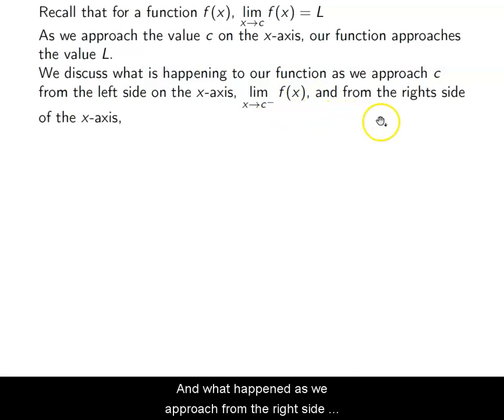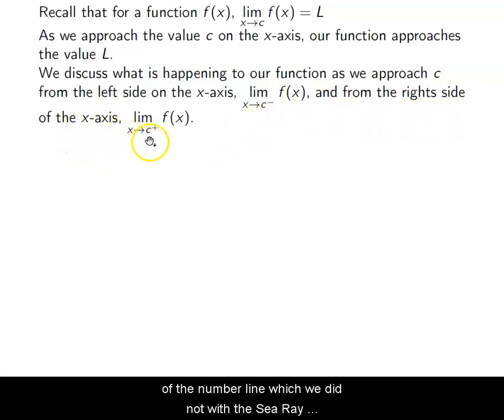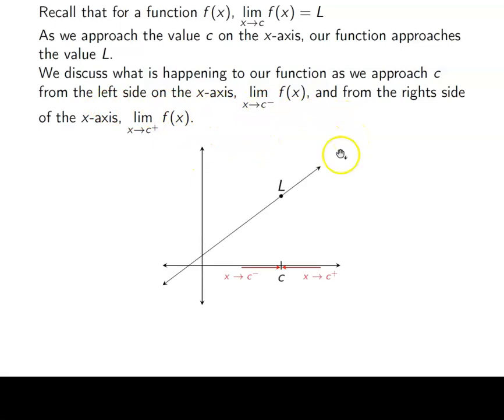And what happens as we approach from the right side of the number line, which we denote with a c raised to a plus, right? We're coming from the positive side. Everything from the right is positive, coming downwards. Everything from the left is coming up from the negative side, right?